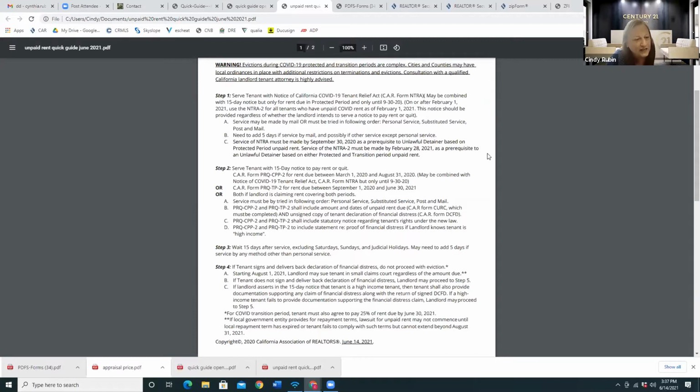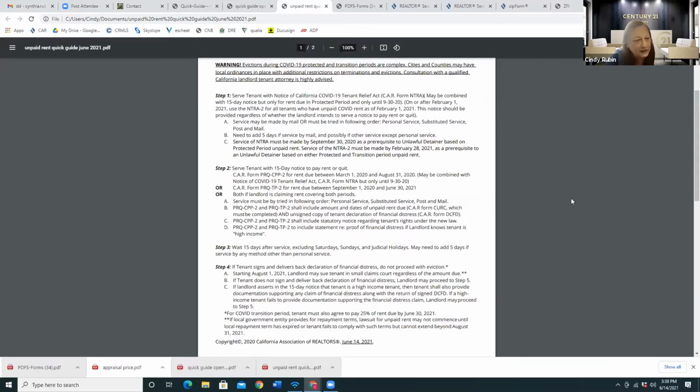So if they didn't pay their rent between March 1st and August 31st, which is probably our biggest batch of unpaid rent, you're going to serve the PRQ-CPP2. It's a 15-day notice to pay rent or quit. Or you could serve the PRQ-TP-2 for rent due between September 1st and June 30th. So those are the two forms and those are the two periods, and the forms are different. You serve both if the landlord is claiming rent from both periods.